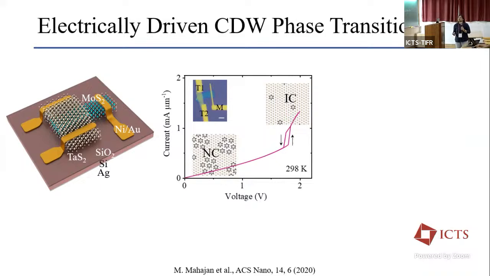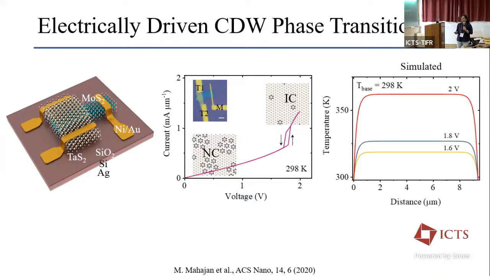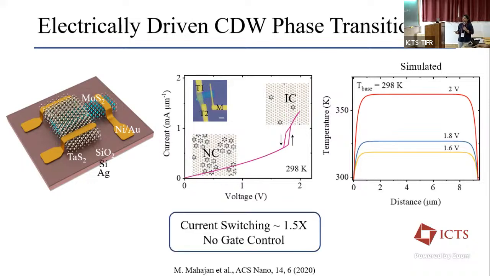phase transition. This is further confirmed by the simulated temperature profile across the TaS2 channel, which we did using FEM, and what we found is that after the bias is increased from 1.8 to 2, the temperature in the middle of the channel is sufficient to induce the NC-IC phase transition, which is above 350 Kelvin. All right. However, even though it is very interesting that we can induce this transition electrically, there's a bottleneck to it.